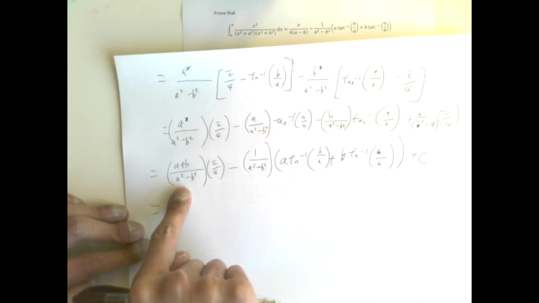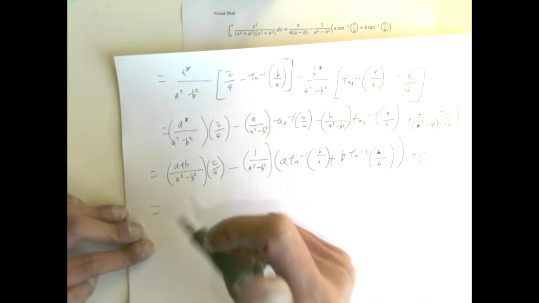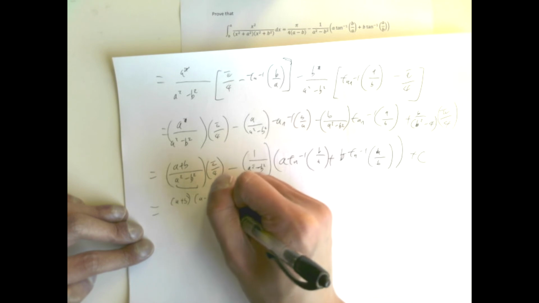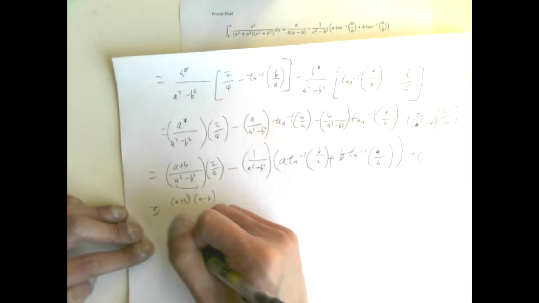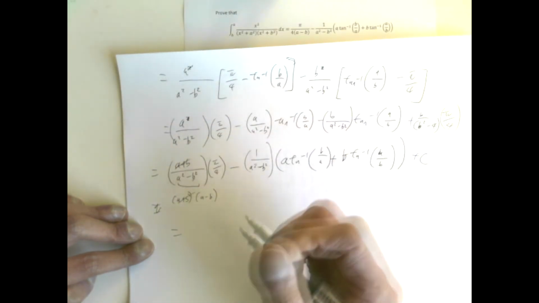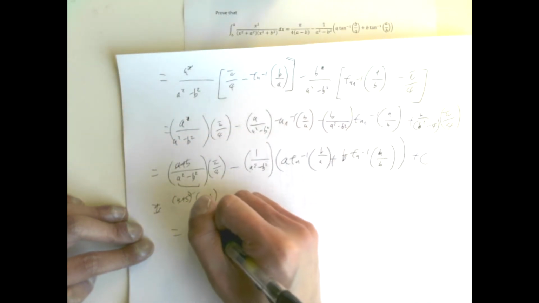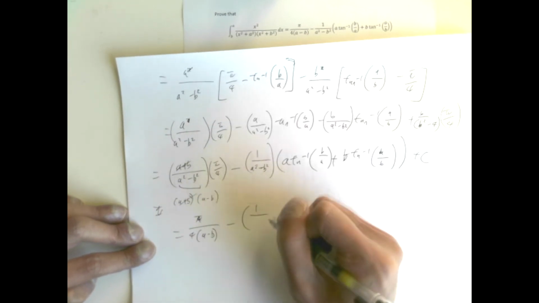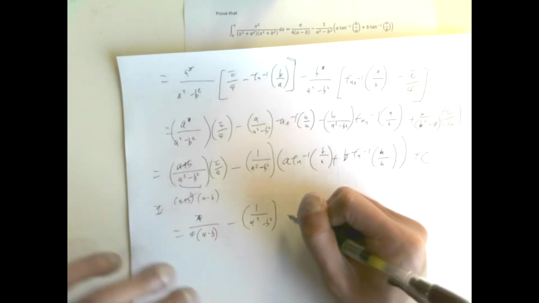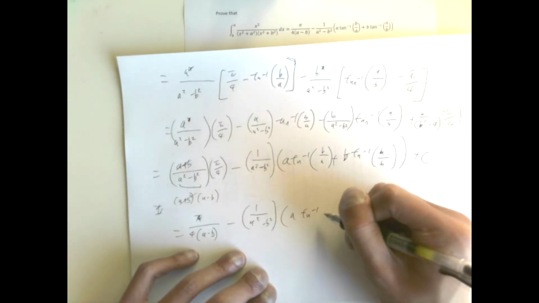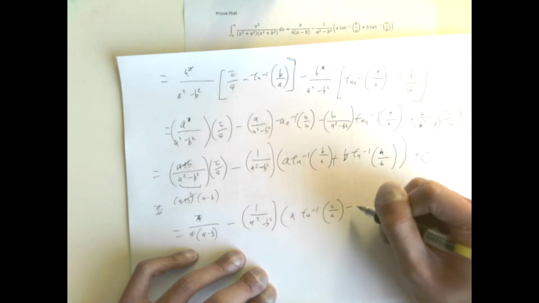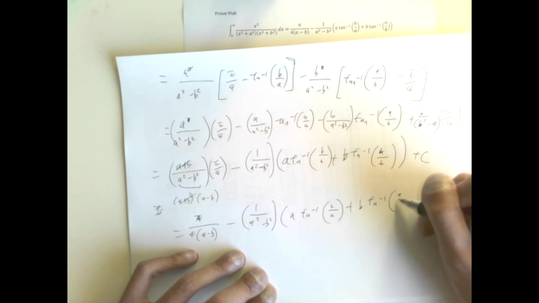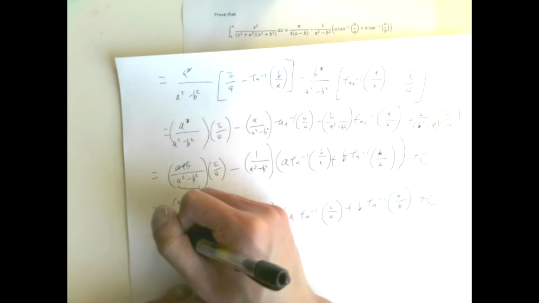because a squared minus b squared is just the difference of perfect squares, we can actually factor this out to become (a plus b)(a minus b). With that, we can actually cancel these off to become pi on 4 (a minus b) minus 1 on a squared minus b squared, [a times arctangent b upon a plus b arctangent a upon b] plus c. And there you have it.